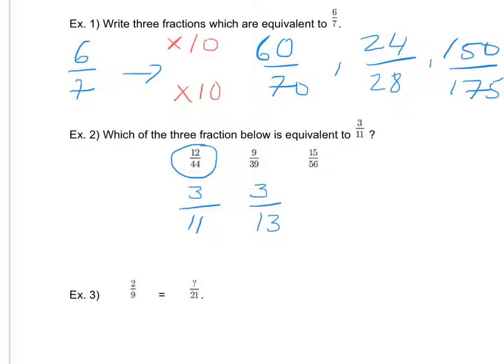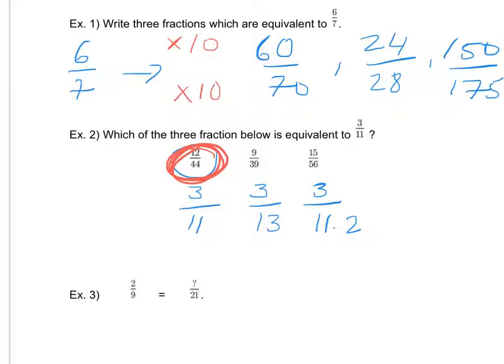So again, we have 15/56. I need 3 on the top of my fraction. What do I have to divide 15 by to get 3? I have to divide it by 5. So 15 divided by 5 is 3. I would also have to divide 56 by 5, but that's going to be like 11.2, so that's not correct. So the one that we want is this one here. 12/44 is also the same as 3/11.